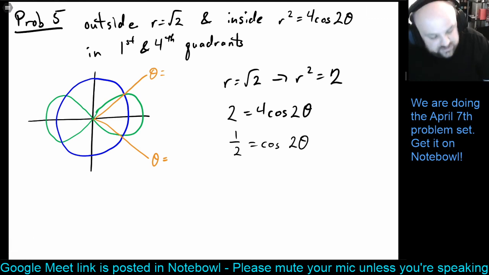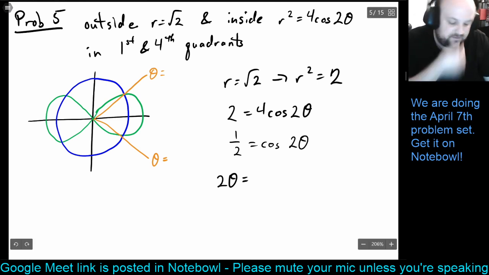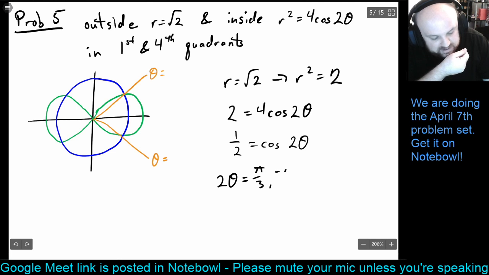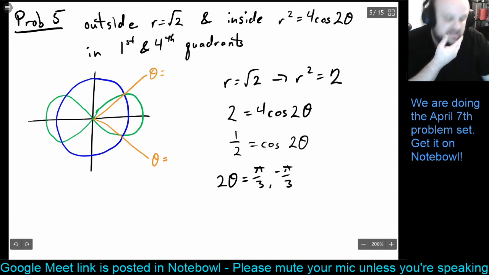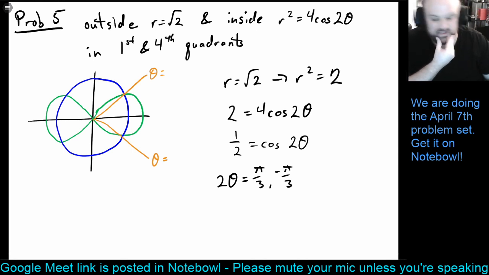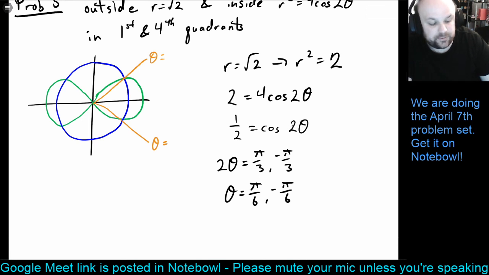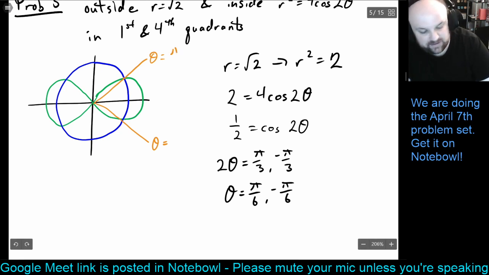Right? So for 2 theta, we're looking at stuff like pi over 3, minus pi over 3 are probably some good choices. Now for this circle, this is actually all they can be. So if 2 theta is this, that means theta is going to be pi over 6 and minus pi over 6. So it's important to know that 2 theta has to be pi over 3 and minus pi over 3. So here we have pi over 6 on top, minus pi over 6 on the bottom.